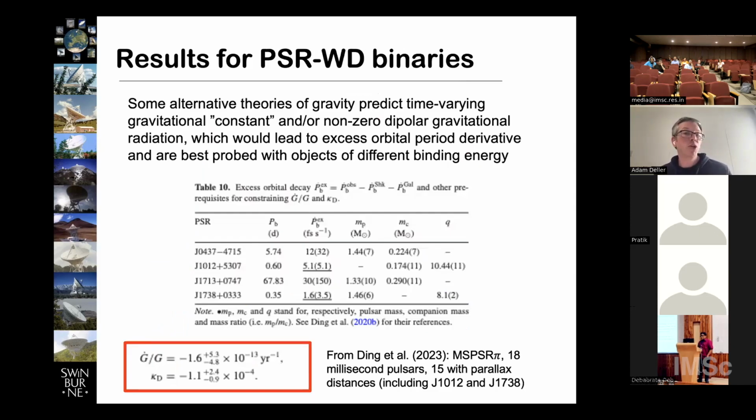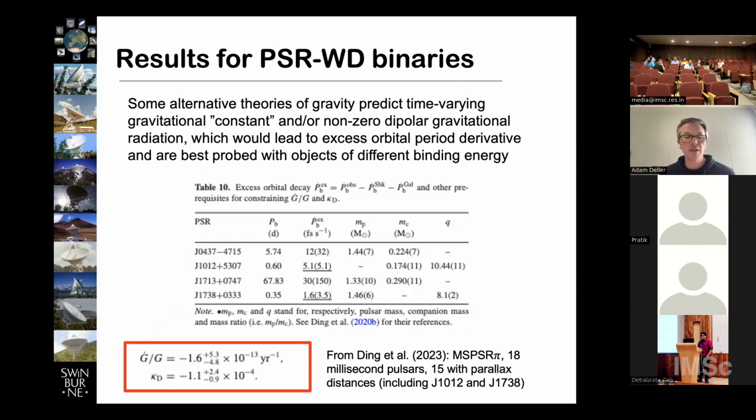So that's what you can do with a double neutron star system. You can also do other tests for other alternative theories of gravity, in particular, using pulsar white dwarf binaries where the two compact objects have different binding energies. And so this is some results from a paper that was accepted last year and I guess has a publication date of this year from my former student, Hao Ding.